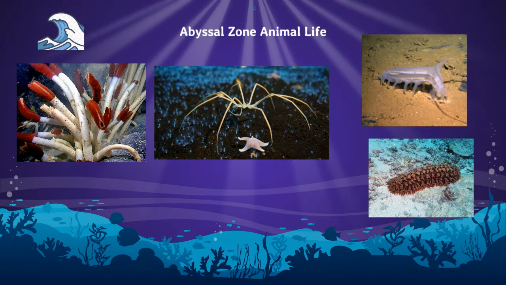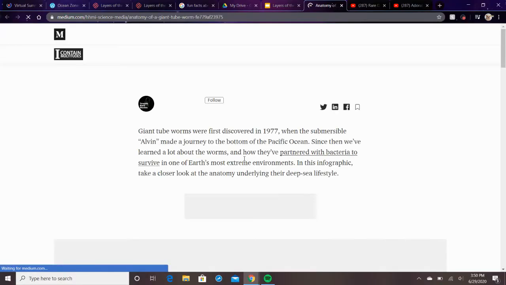So here's some of the abyssal zone animal life. We have these tube worms, which I'll show you a link in a second about their coolness. We have a sea spider and a sea pig and a sea cucumber. So a lot of really eccentric, cool animal life here in the abyss. So here I'm going to go to a link about the giant tube worm.